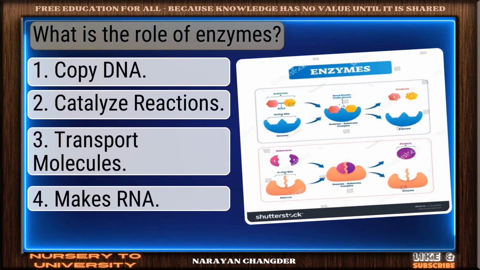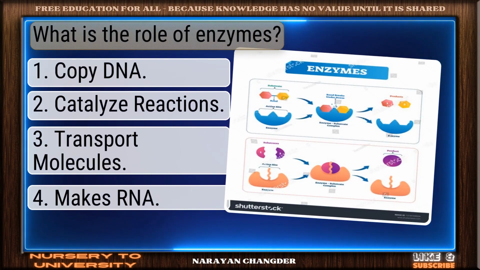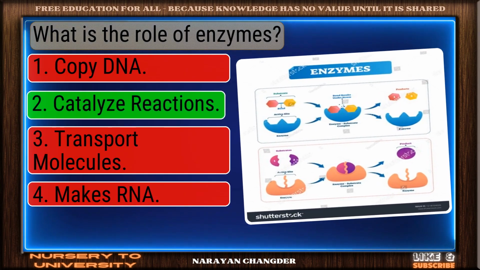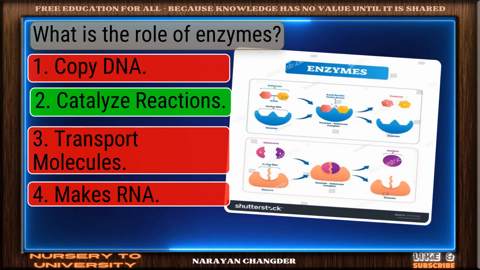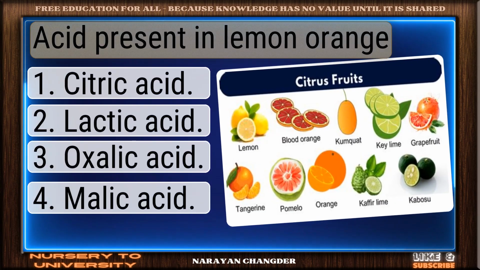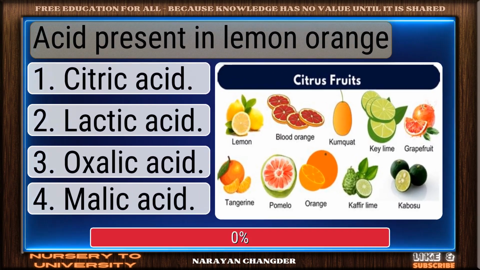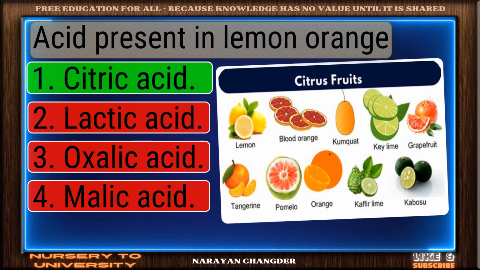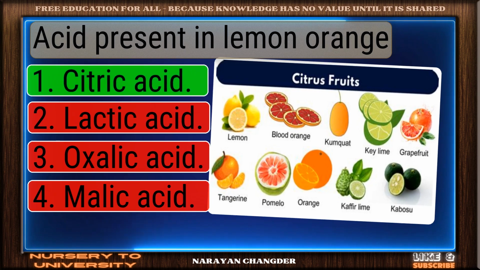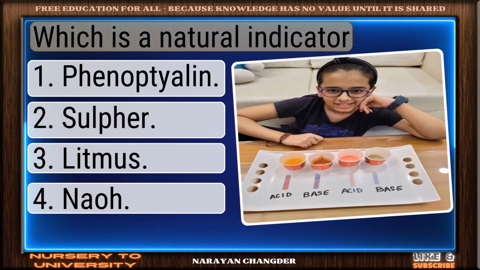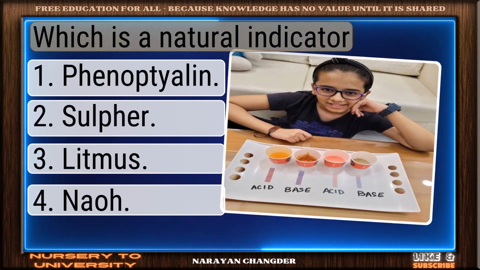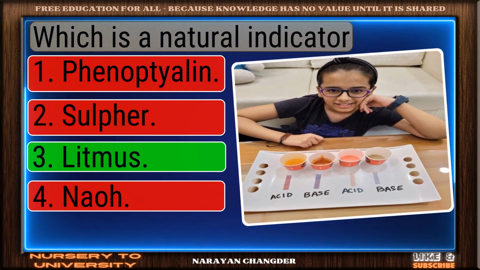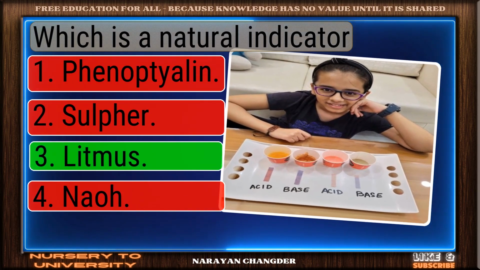Question number 166. What is the role of enzymes? Correct. Catalyze reactions is the right answer. Question number 167. Acid present in lemon, orange. Good thinking. Citric acid is the right answer. Question number 168. Which is a natural indicator? Perfect. Litmus is the correct choice.